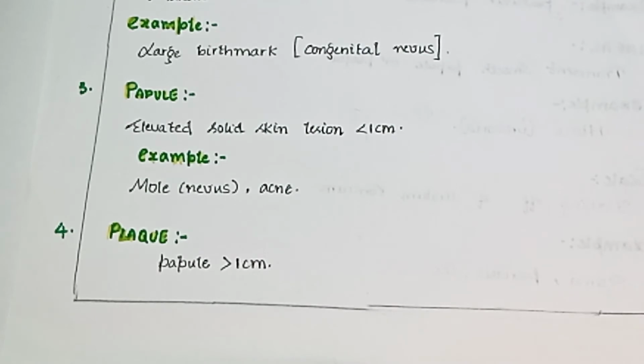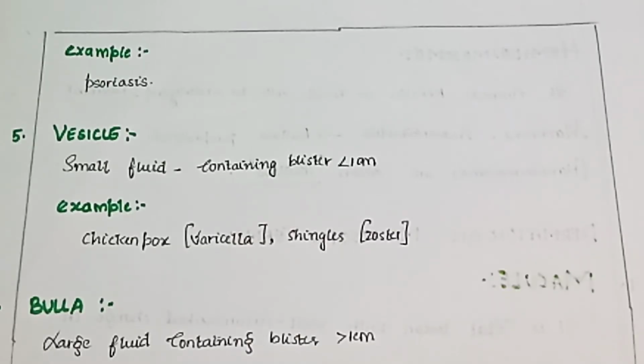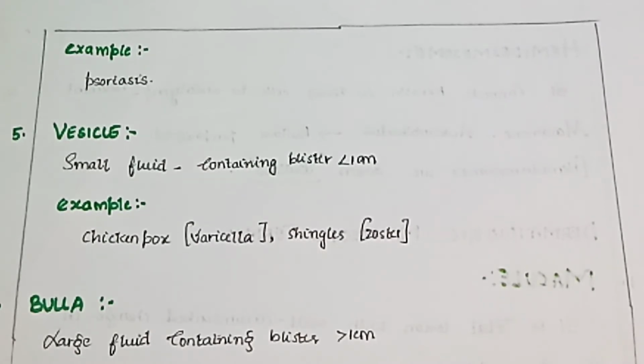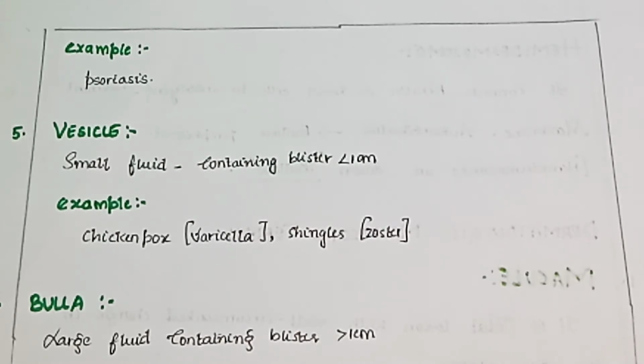The third one is papule, an elevated solid skin lesion less than 1 cm. Examples are mole, nevus, and acne. Plaque: an elevated solid skin lesion greater than 1 cm is called a plaque, and an example is psoriasis. The fifth one is vesicle. A small fluid containing blister less than 1 cm is the characteristic feature of vesicle. Examples are chickenpox (varicella) and shingles (zoster).